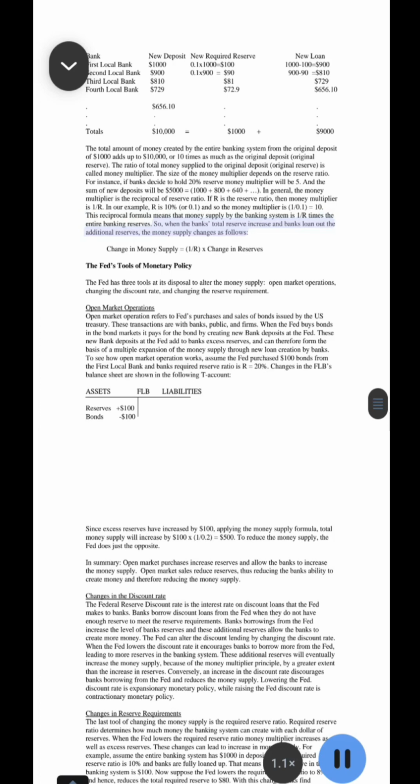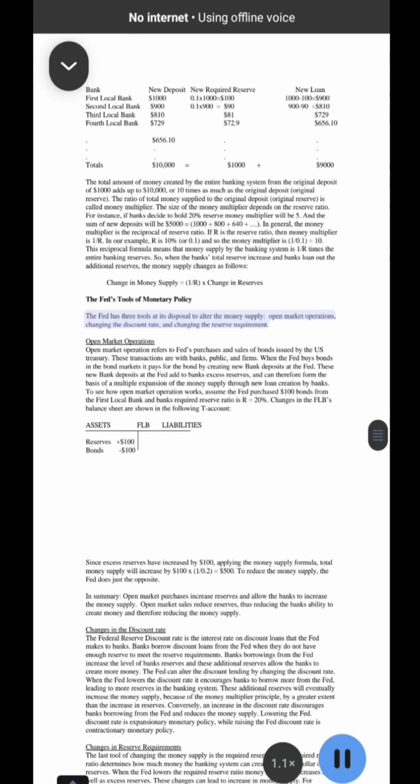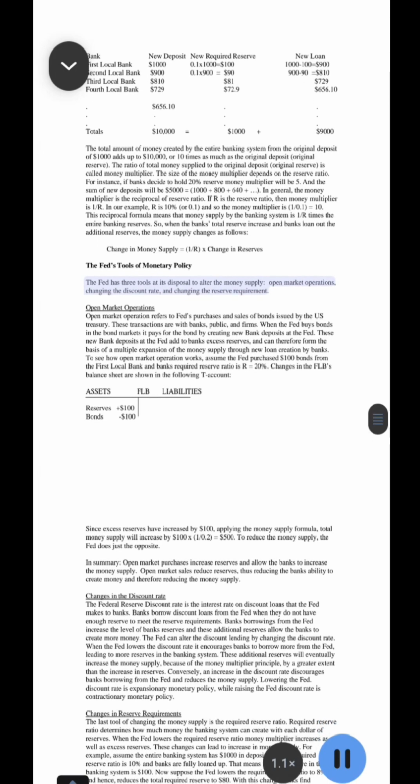So, when the banks' total reserves increase and banks loan out the additional reserves, the money supply changes as follows: change in money supply equals 1/R x change in reserves. The Fed's tools of monetary policy. The Fed has three tools at its disposal to alter the money supply: open market operations, changing the discount rate, and changing the reserve requirement.